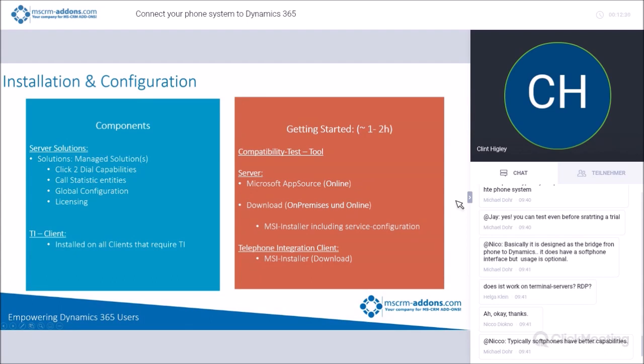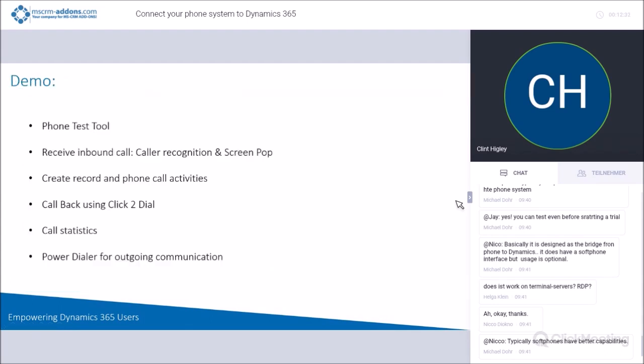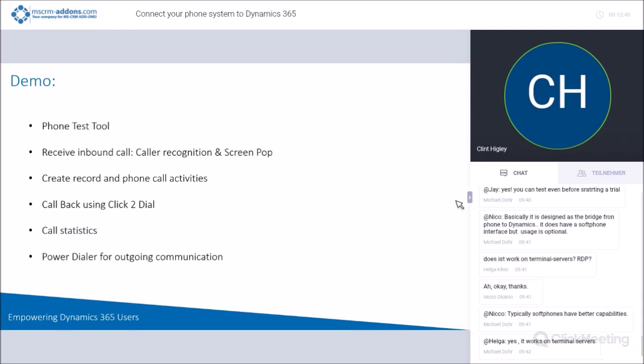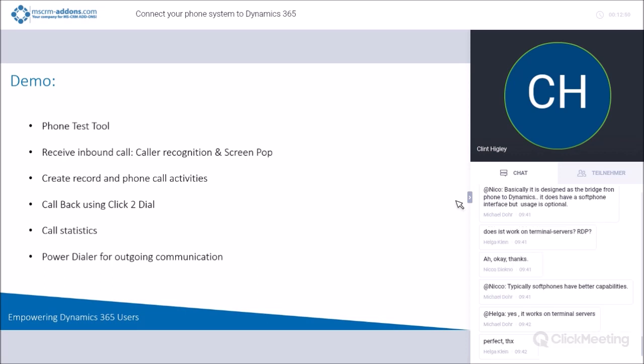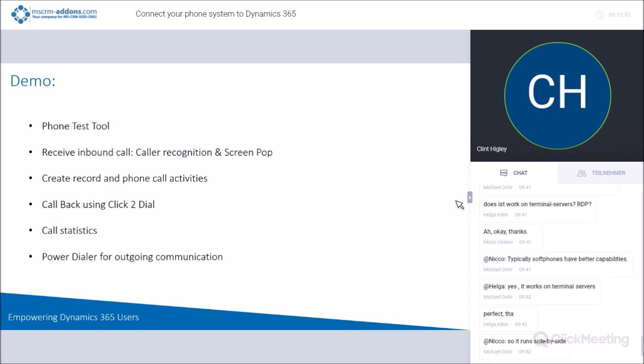All right, so the next piece is the demonstration, what we're going to show today. The first thing we're going to show you is the test tool, what that looks like, what to expect, and how it works. Then we're going to go over what it looks like to receive an inbound call, with caller recognition and screen pops, where we create records and phone call activities.